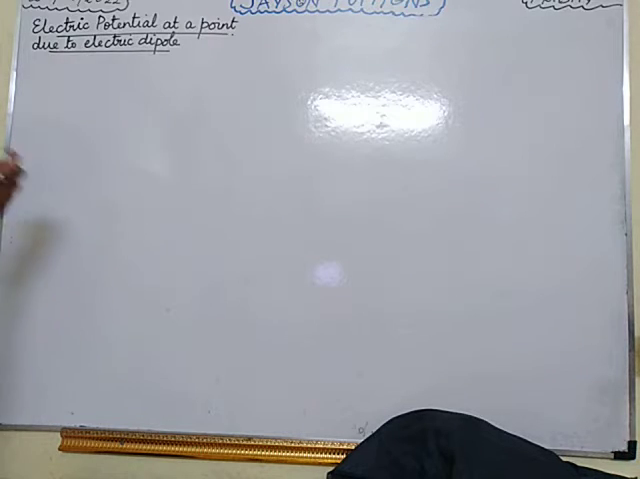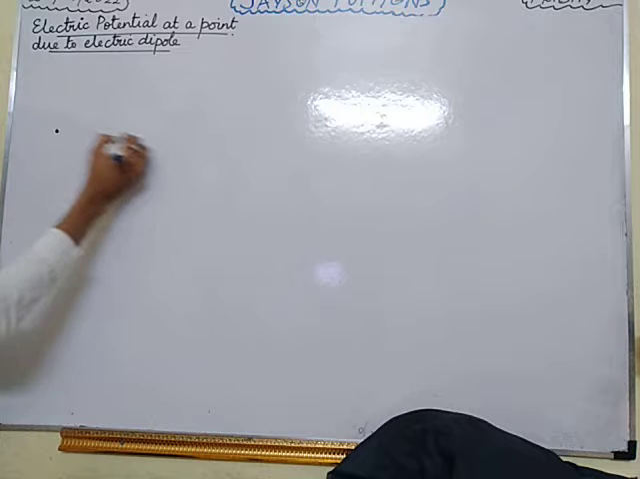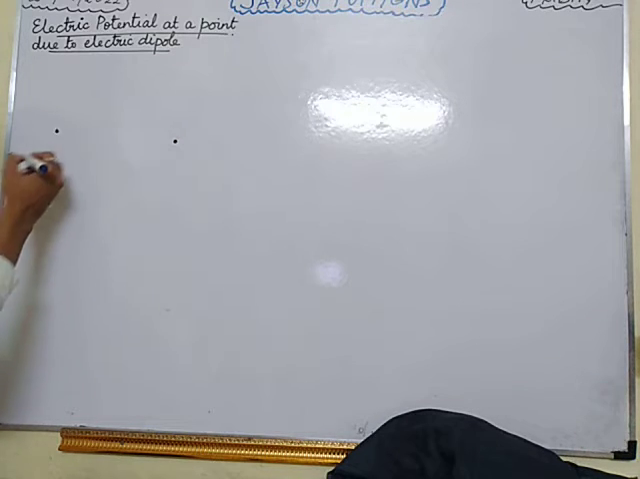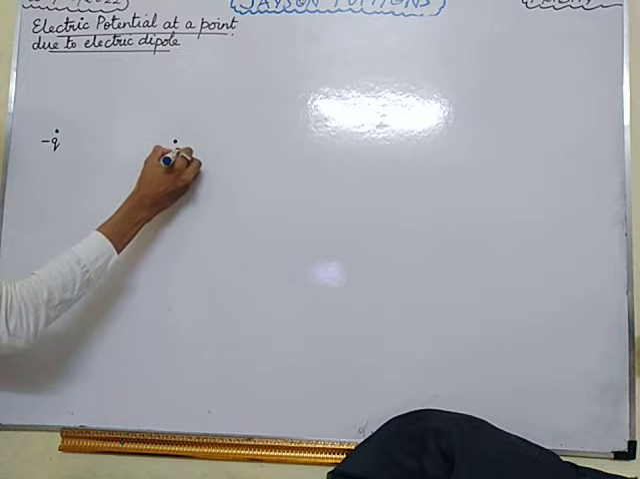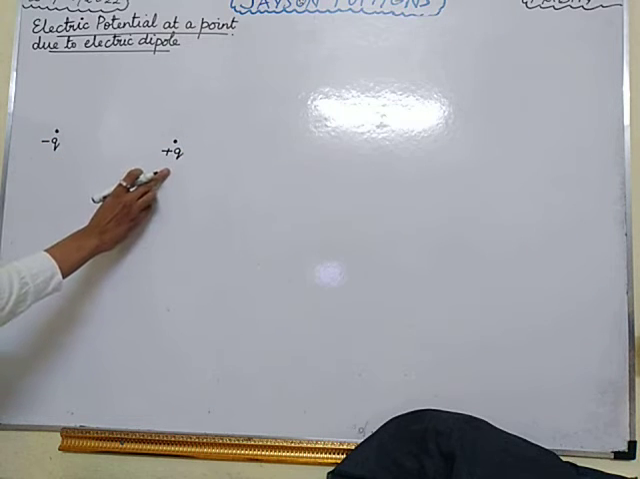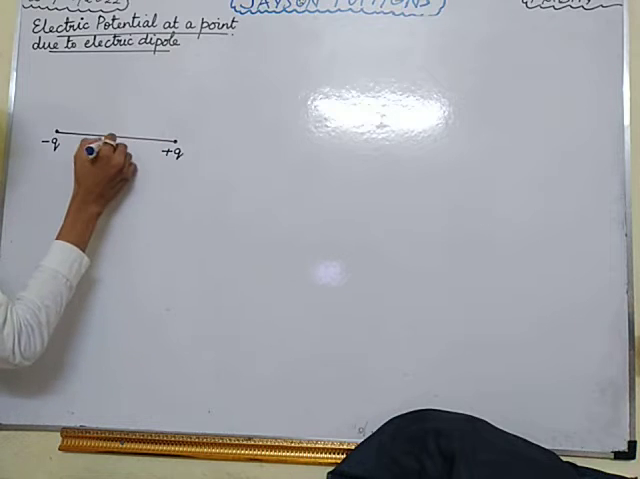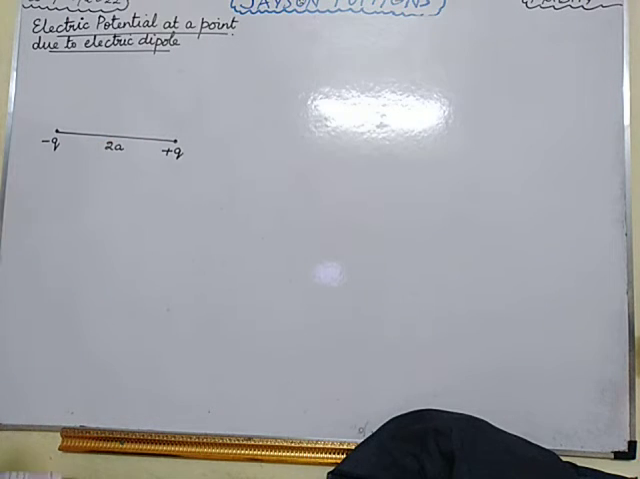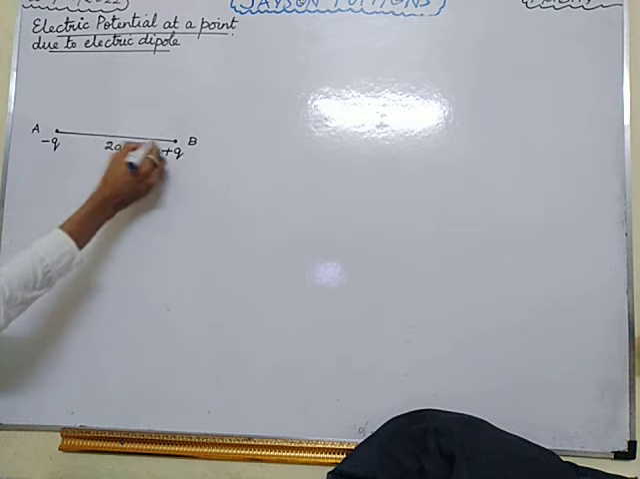So we are going to consider one electric dipole. An electric dipole means two equal and opposite charges, minus Q charge and plus Q charge, separated by a small distance. We take the distance as 2A. This is point A, point B. So this is the electric dipole, and the full distance is 2A.